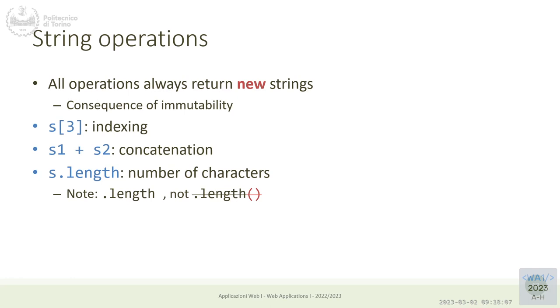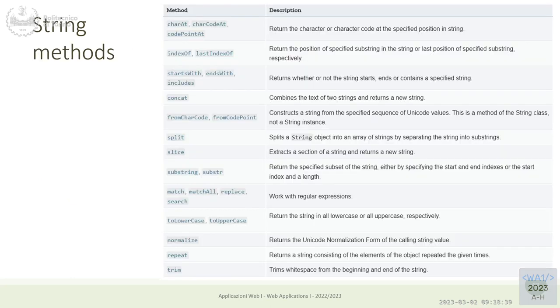So when I index an element, what I'm doing is creating a new string of one element only, that contains the fourth element in the original string. When I concatenate two strings, of course, I will create a new string, which is the joint sequence of string 1 and string 2. S1 and S2 are not modified. S is not modified, and so on. Length works as in the arrays. And these are the methods that we have.